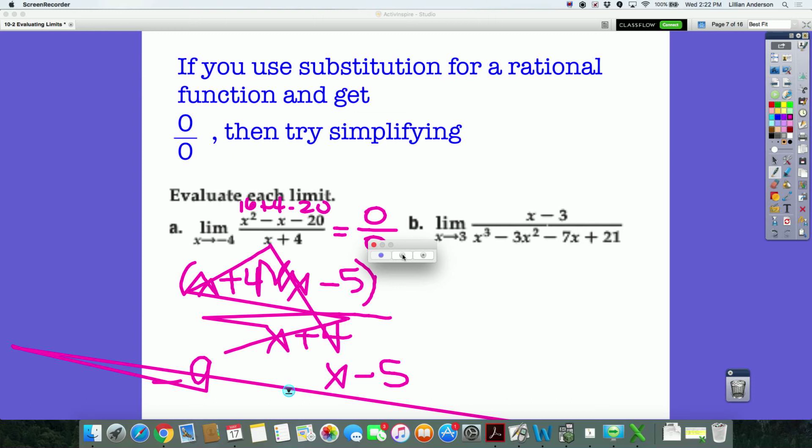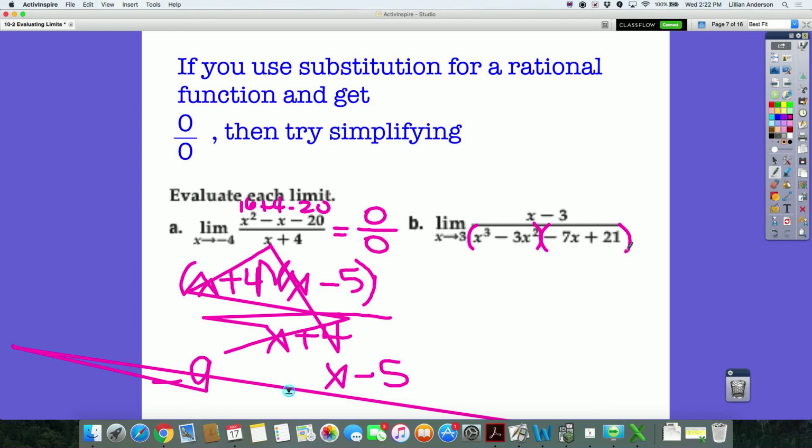Take out an x. That last term doesn't have an x, so I can't take it out. Factor by grouping. So I'm going to group the first two and group the last two. For the first one, you can take out an x squared, and then a negative 7 from the next one. When I take out an x squared from the first set, what am I left with? X minus 3, and then x minus 3. So then the bottom actually factors down to be x squared and x minus 3.